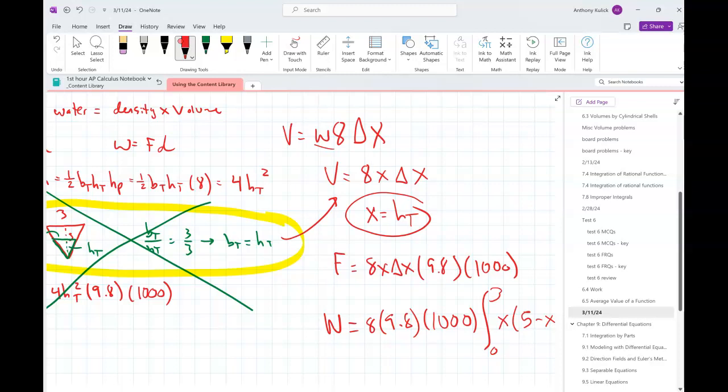Is that? Yeah. This is like a hard example. This was hard. If it felt hard, that's normal. This was hard. These ones.